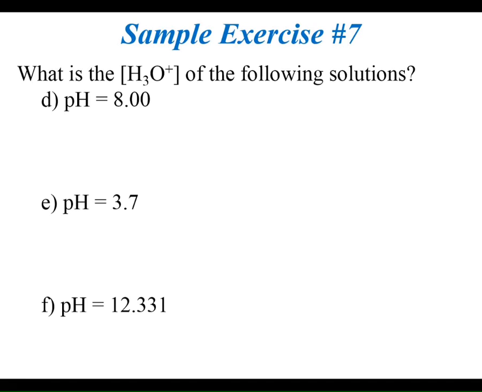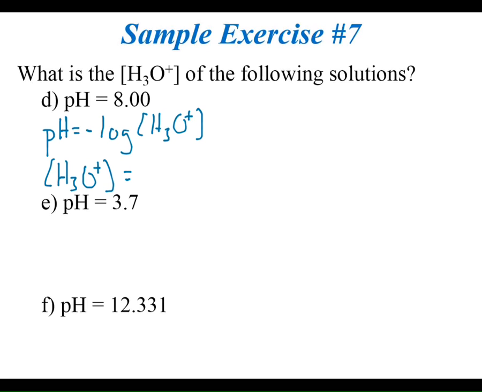So, pH is the negative log of hydronium. Let me write that down here again. pH equals the negative log of the hydronium concentration. So what's the hydronium concentration? Well, I would move the negative over to make it negative pH. And then to get rid of log, I have to do anti-log.